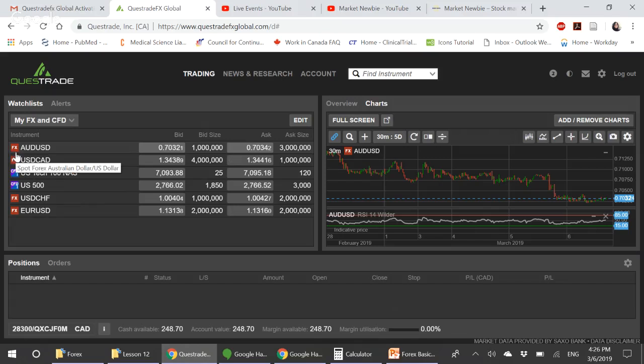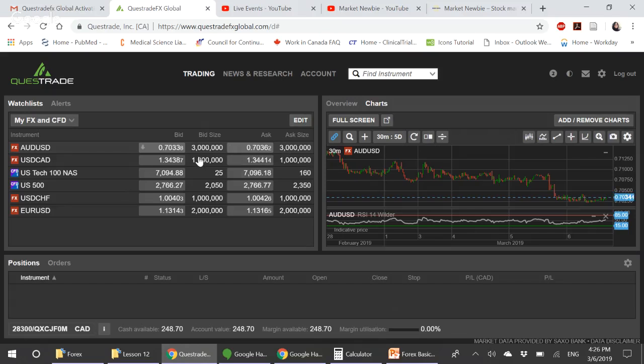As you can see, it says FX. FX means Forex, and then CFD is blue. CFD, we're going to discuss in detail in our future lessons and future modules. But for now, as you can see here, say Australian dollar over US dollar, the bid price is here, the ask price is here, the bid size and ask size.